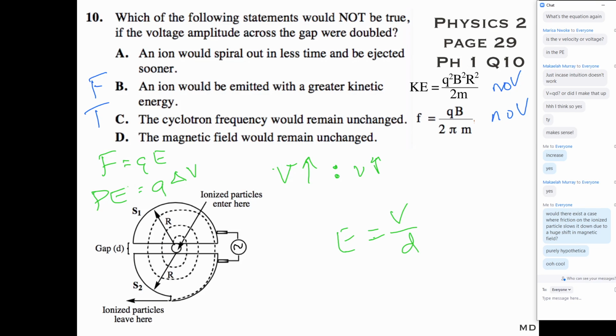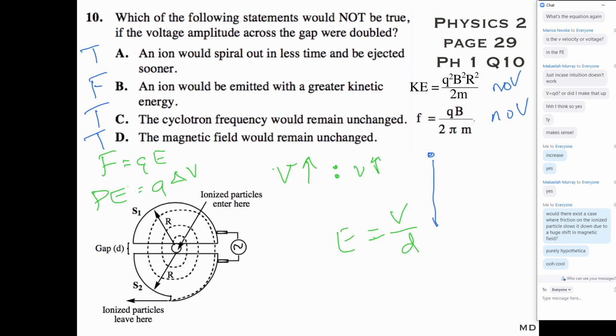Unchanged. The B field is completely independent. So voltage describes the electric field. And then the ion, we conclude that the ion's going to come out sooner, the same. Yeah, the equation is different here because it ends up that the kinetic energy, you can only build up some kinetic energy. So kind of a weird type of question, but a similar concept.